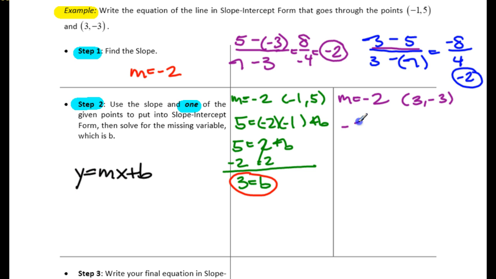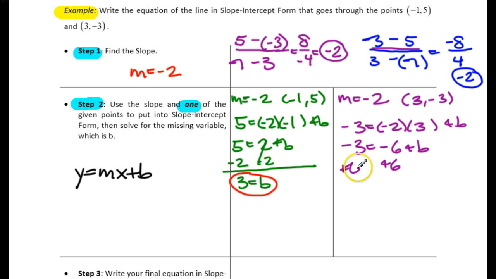So now my y is -3 equals mx plus b. M is -2. Now the x is 3. Solve for b. This side's done. -2 times 3 is -6 plus b. Get b by itself by getting rid of this -6. Opposite of that is +6. Always doing it on both sides. -3 plus 6 is +3.